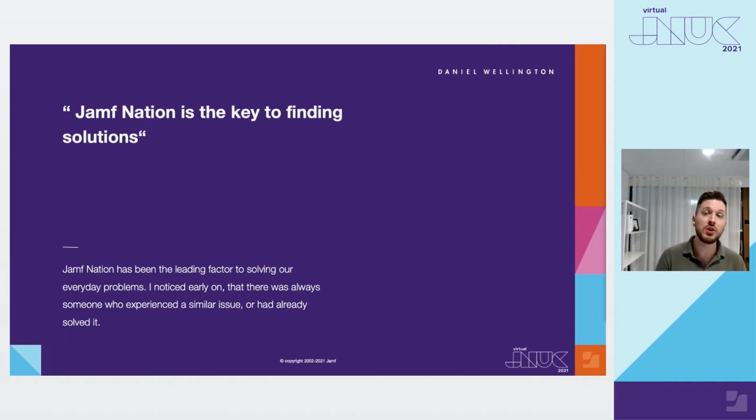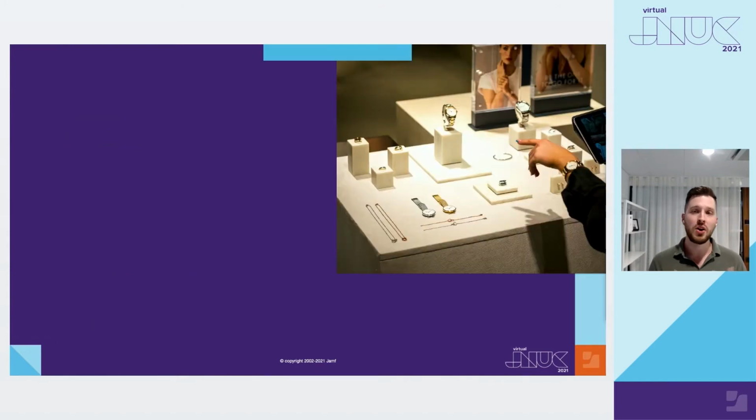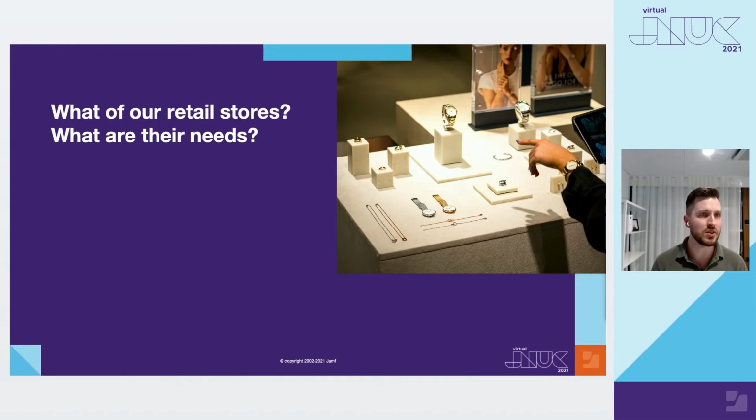But as many of you know, Daniel Wellington is a watch and accessories brand, meaning we have a large division of retail stores, about 400 over the entire world. And what are their needs? What do they need for their daily operation? They have iPads, they have iPhones, and they have their apps and point of sale system. And for a store, that should be pretty much it, right? No. So they need something else.